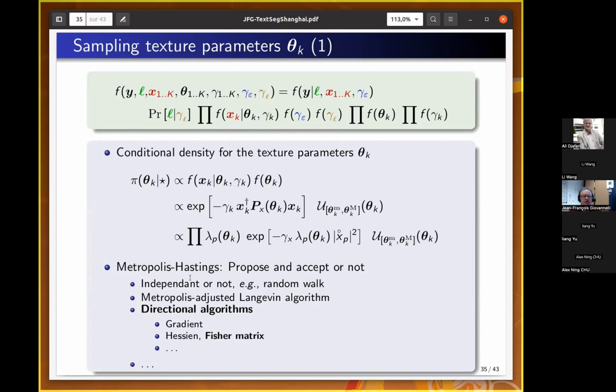So we resort to a specific Metropolis Hastings step, and it is based on what is called MALA, an improved version of Metropolis Hastings, the Metropolis-adjusted Langevin algorithm, with directional proposal for the Metropolis Hastings, and especially one that relies on the Fisher information matrix, because in fact it is relatively easy to calculate the Fisher information matrix for these parameters. Okay, and then we have a relatively fast sampling algorithm for these parameters.